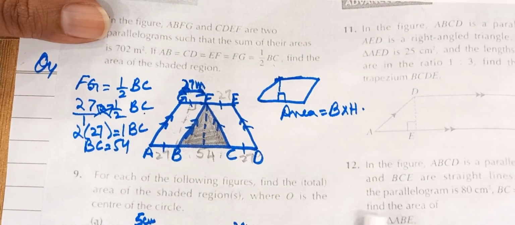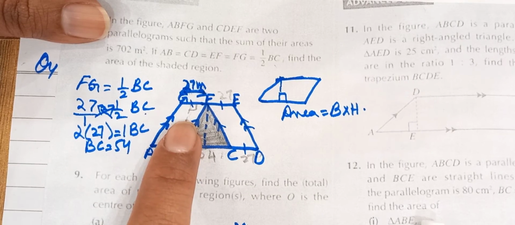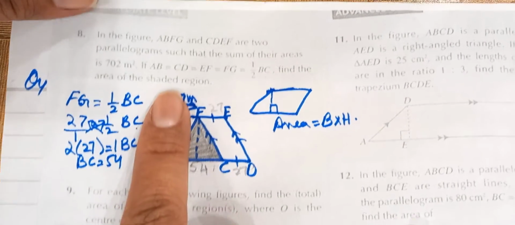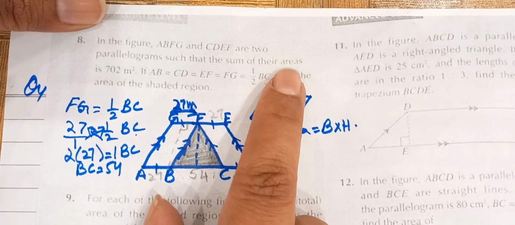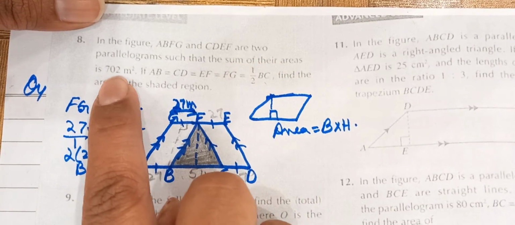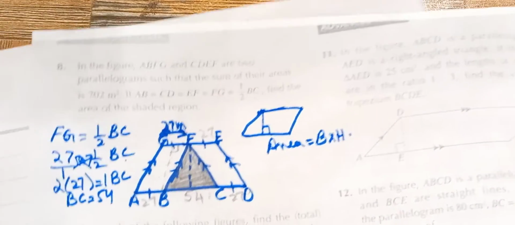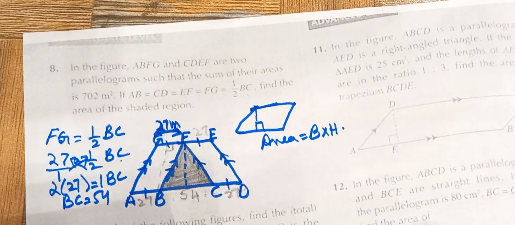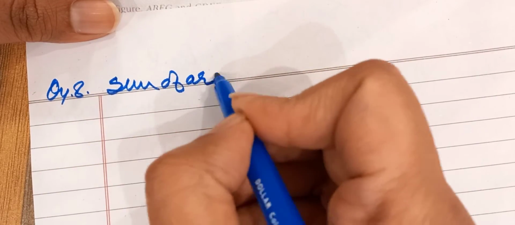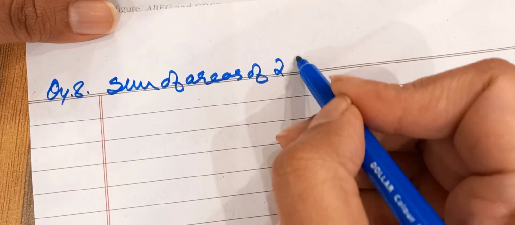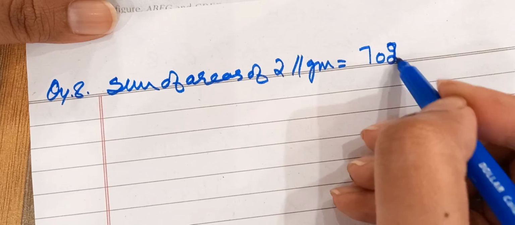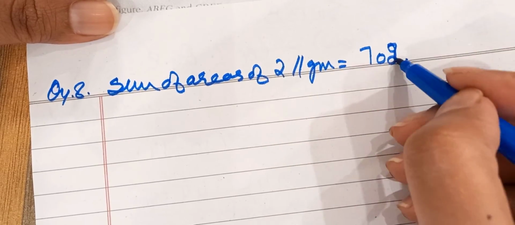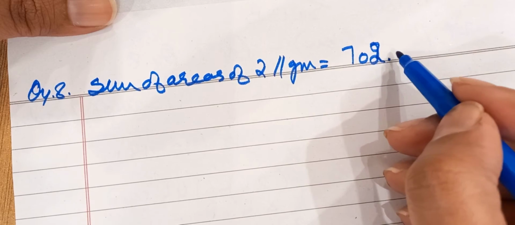Now I have no clue how to find the height of this parallelogram. So I'll look at the question and I will look here that they have given us one more piece of information, that the sum of their areas is 702 meters. I am going to use this information. What am I going to write? Sum of areas of two parallelograms is equal to 702. They have given us the area 702.